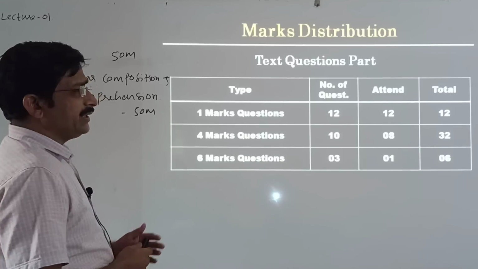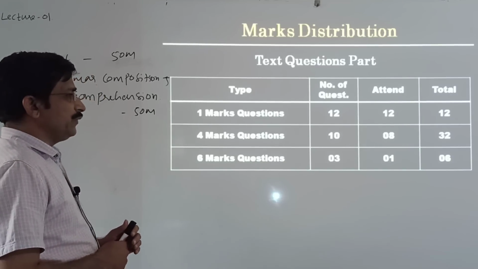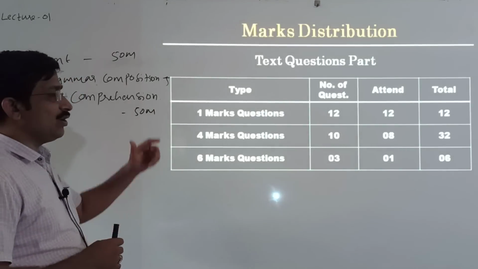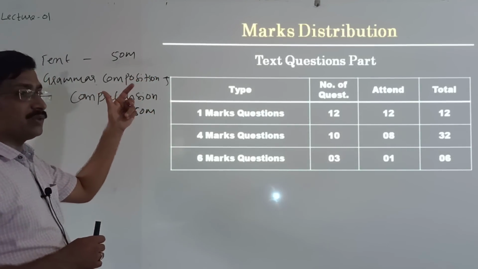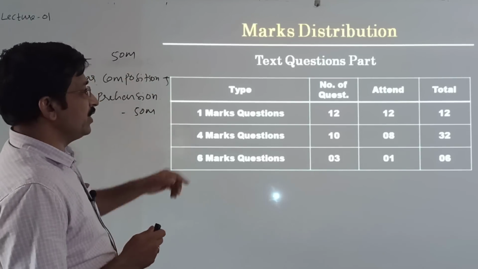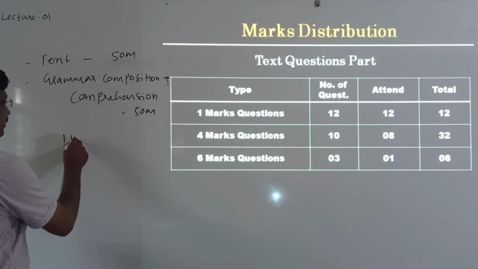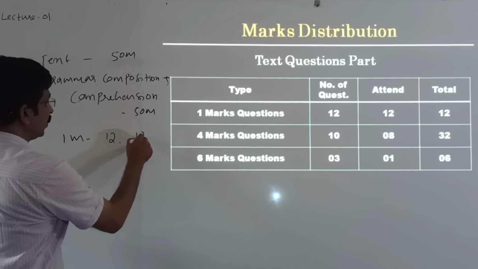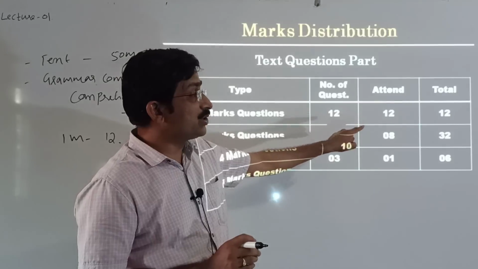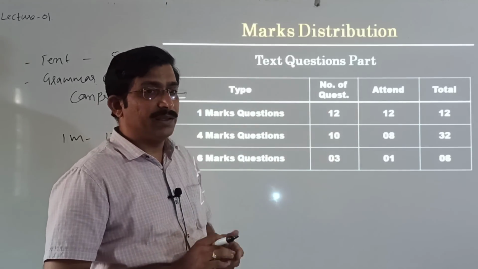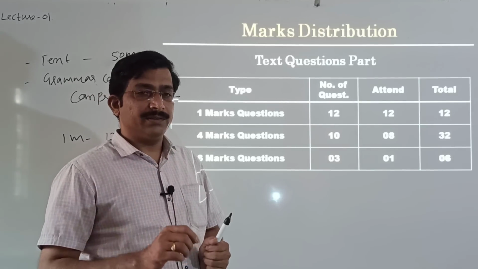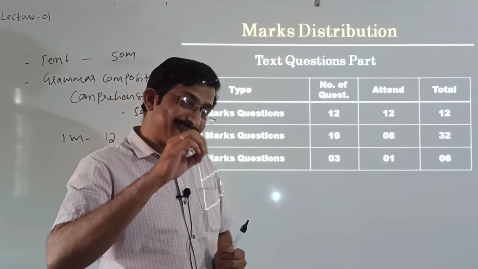Text questions part. First 23 questions are related to the text. First, 1 mark questions. The number of 1 mark questions is 12, and we have to attend all the questions, total marks 12. Here we have to answer the given question in a word, in a phrase, or in a sentence.